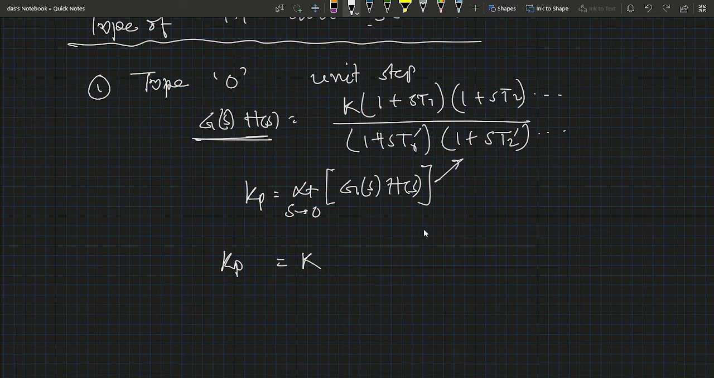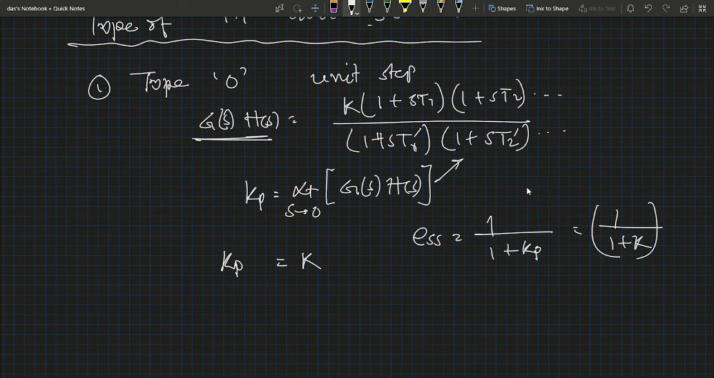So now putting this value in the steady state error, that is 1 divided by 1 plus Kp, instead of Kp we put K: 1 divided by 1 plus K. This is the gain of the system. Okay, so now we focus on the type 0 system with unit step input.